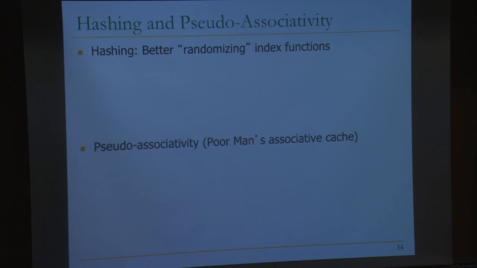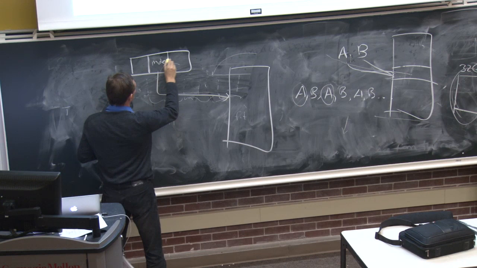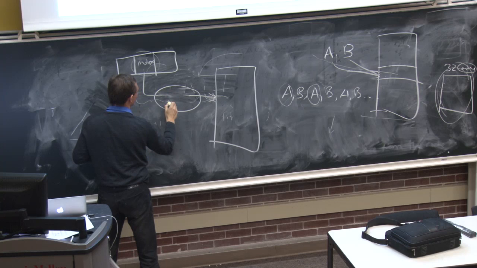having your index function directly come from your address bits, so conflicts happen because the indices of two different blocks are the same, right? This is the index. And it may so happen that the program is accessing blocks that are at the same index. Well, how can you solve this problem? Well, what if you randomize your index, right? Maybe a hash function, let's say.